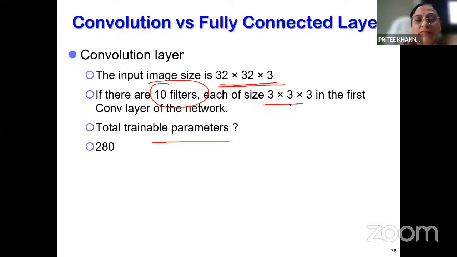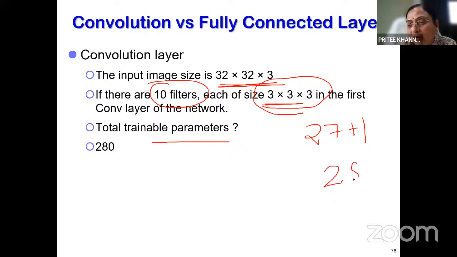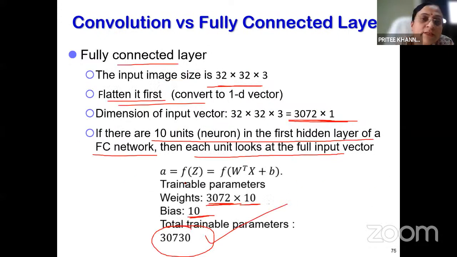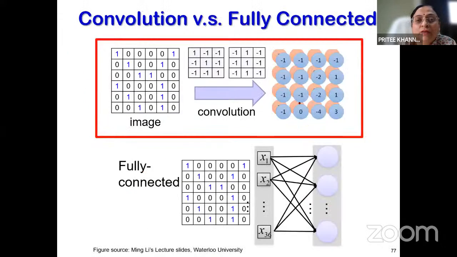See, each filter is this. So in each filter, what is this? 3 cross 3 cross 3, that is 27, right? Plus 1 bias. So 28. For each filter, it is 28 parameters, and there are 10 filters. So how many parameters? 280, right? So here, what is happening? Only 280 with the convolution layer. As you just saw, when we use the same picture, 32 cross 32, and 10 neurons in the hidden layer, then these many parameters, right? So here comes the understanding.